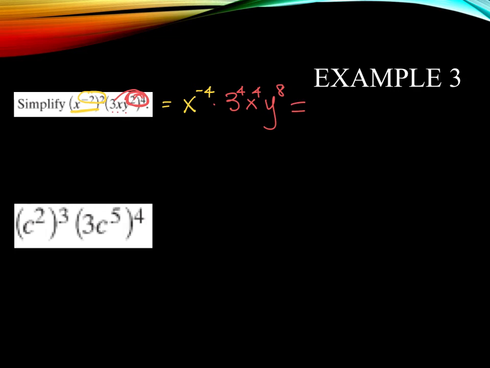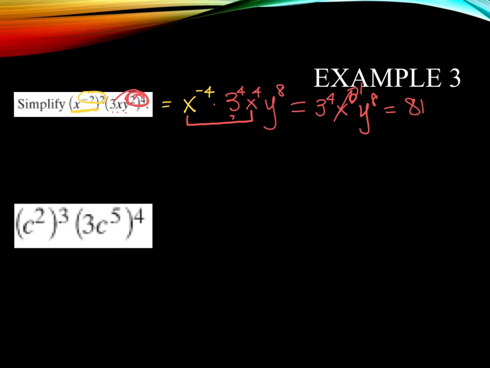So now when I simplify these, I'm going to bring my constant, or my number, out. So I have 3 to the 4th. I can collect my x to the negative 4th and multiply that by x to the positive 4th. So that's really x to the negative 4 plus 4, which is going to be to the 0. And then I'm left with y to the 8th. So now when I take it to my final step, I have 3 to the 4th, which is 81. Anything raised to the power of 0 is always 1.